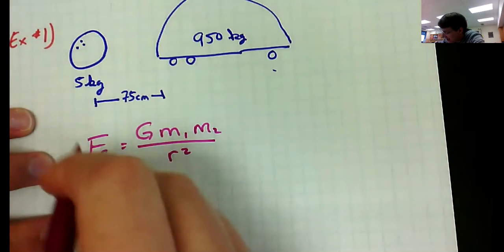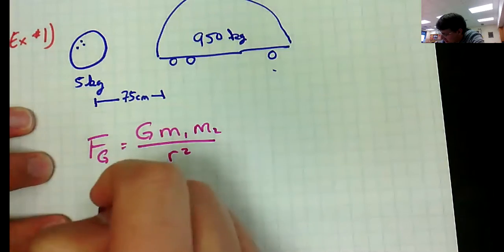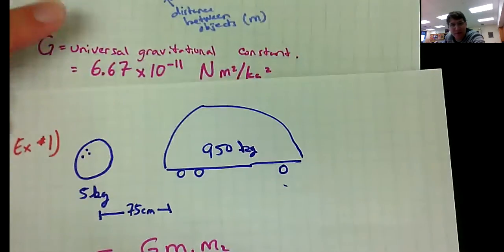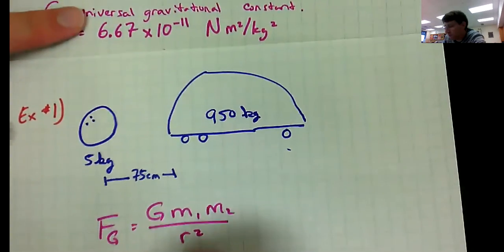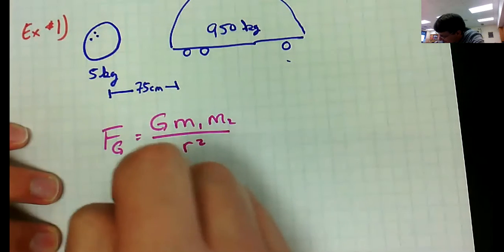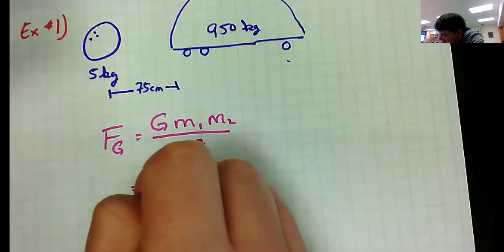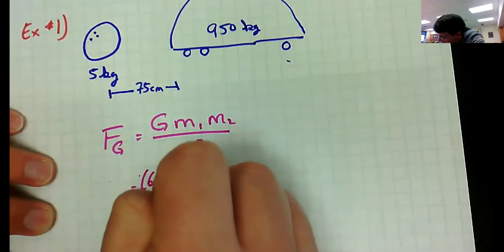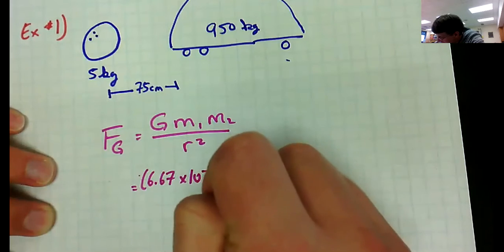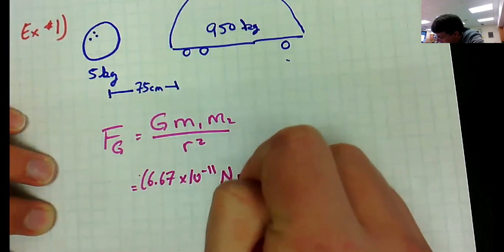So what we've got to say here is we always know what G is. G is always that number that I put up here, right? And you don't have to memorize that. I'll always give that to you. But G is going to be 6.67 times 10 to the negative 11th. I'm just going to put units here for now.